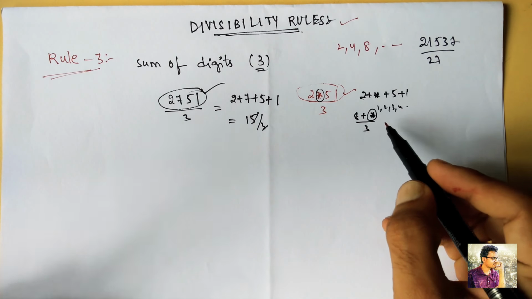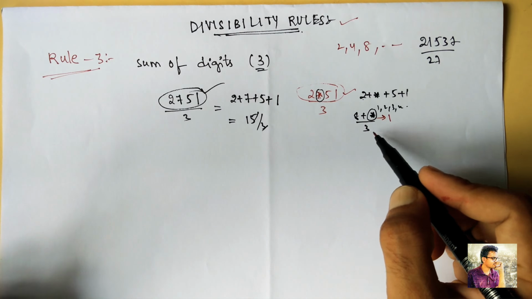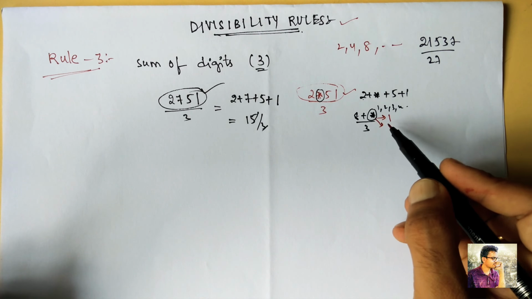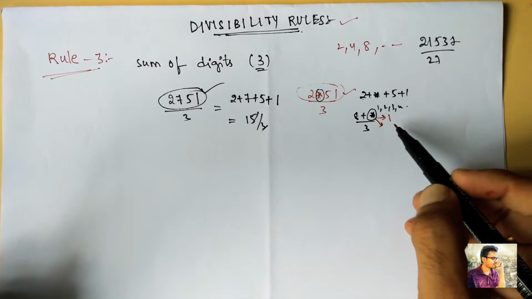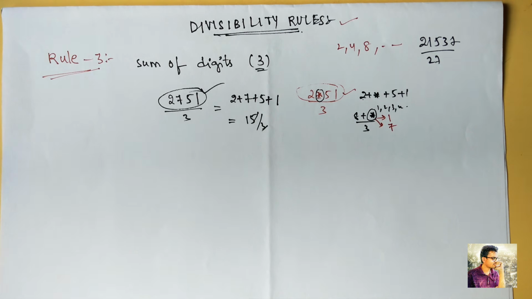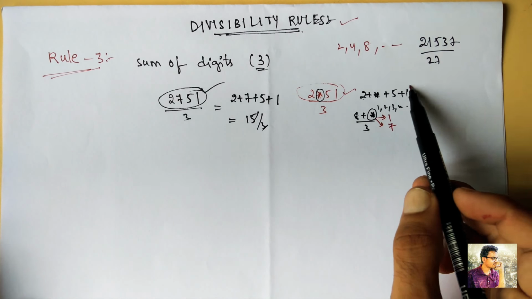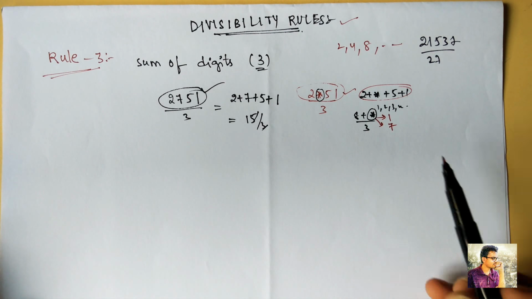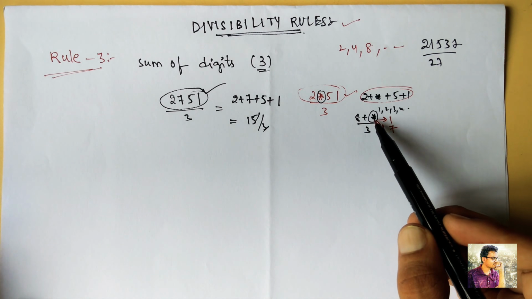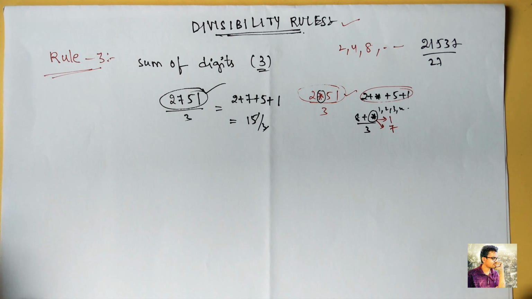If you give star as 1, then 9 is divisible by 3. If you give star as 7, then it is also divisible by 3. So there might be different cases for the star value, but by simply using this divisibility rule, we can say what number is required for the number to be divisible by 3.